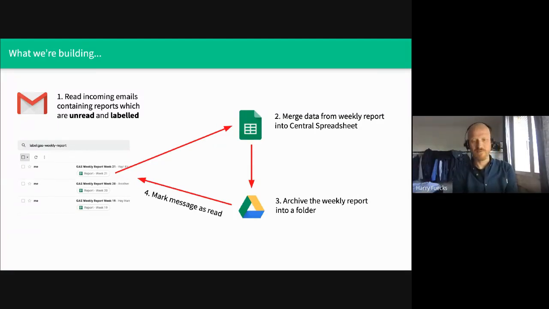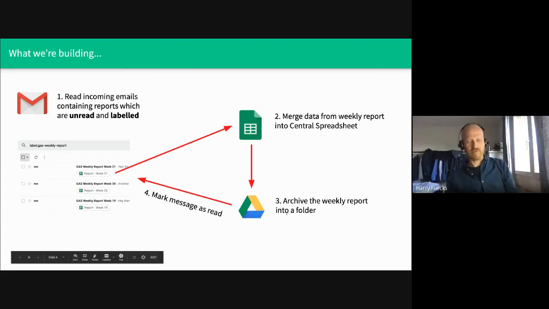Today's lesson was inspired by Martina, who has this problem, and I think it's a fairly common problem in some form or another. So we've got incoming emails. They've all been labeled using a filter, and I'll show you that briefly in Gmail. What we're going to do is read each of those emails, and each contains a link to an individual spreadsheet. We're going to take that data, merge it into a central spreadsheet, and then archive the weekly report into a folder. Finally, we'll mark the message as read so that we know it's been processed. That's a simple way to do this.